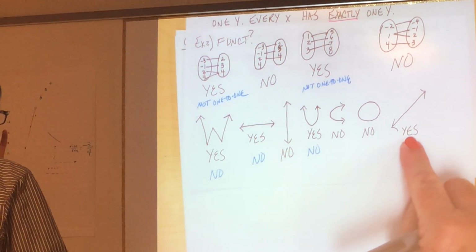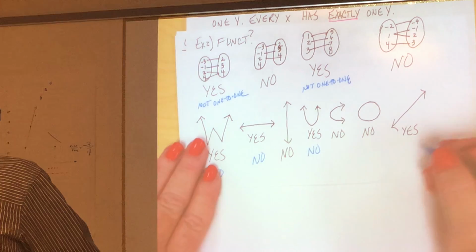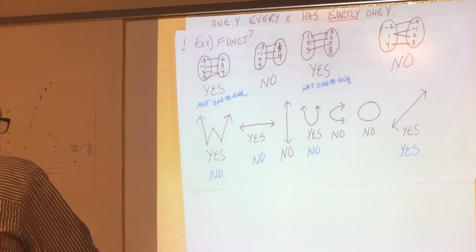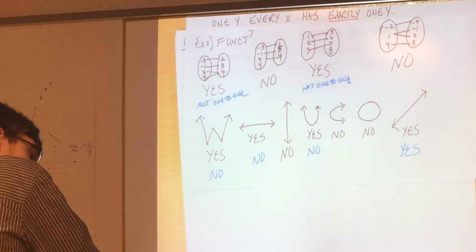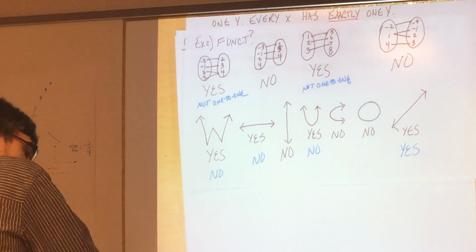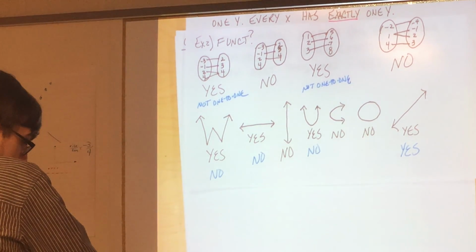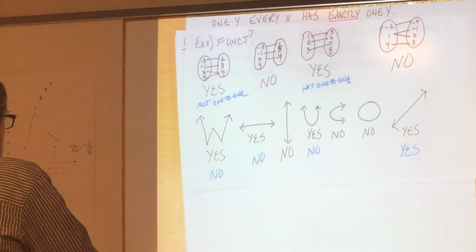Yes. He passes the vertical line test and the horizontal line test. Okay, so far you should understand about mappings. Can you tell me if something's a function? Yes. Does it matter how I give it to you? No. Okay. Can you tell if it's a one-to-one function? Yes. Okay.